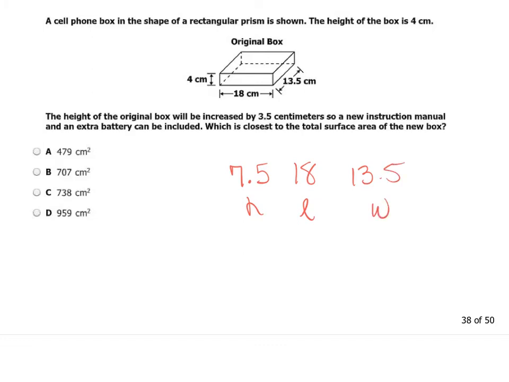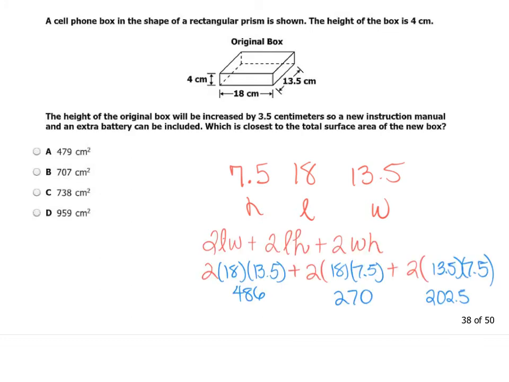Let's take a look and see what we're looking for. We're looking for surface area, so let me write down the formula. Okay, so we put everything in the formula, and we get 486 plus 270 plus 202.5, and that gives us close to 959. Got 958.5. So you have to read the questions carefully.